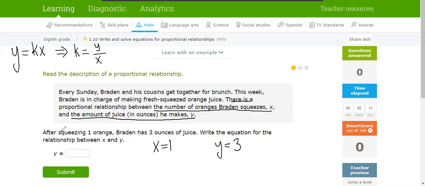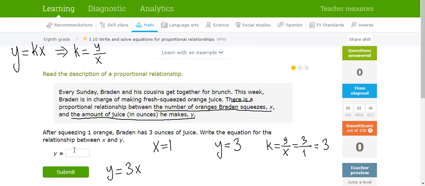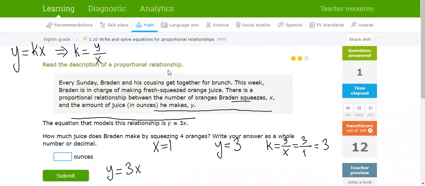Write the equation for the relationship between x and y. So we have to find the k, right? So k is equal to y divided by x. So y is 3 and x is 1. 3 divided by 1 is 3. So k is going to be 3. So y is going to be equal to kx. K is 3, so it's going to be 3x. We'll write 3x here. That's going to be our answer.